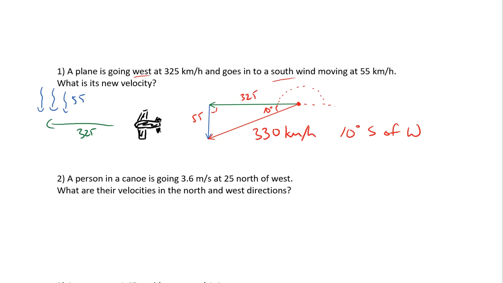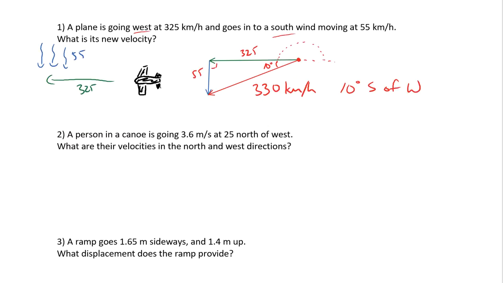It's going to be going 330 kilometers an hour, 10 degrees south of west. And if you've ever been in a boat and the ocean current hits, or you're riding your bike and it gets really windy and it pushes you sideways a little bit, this is what pilots take into account all the time. Okay, all right, let's try something a little bit similar here.